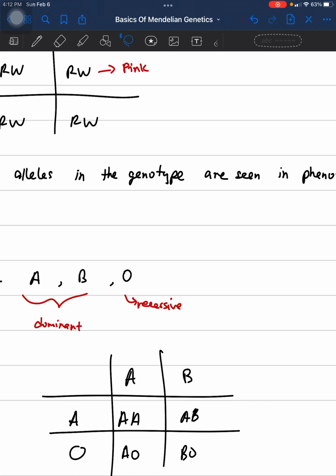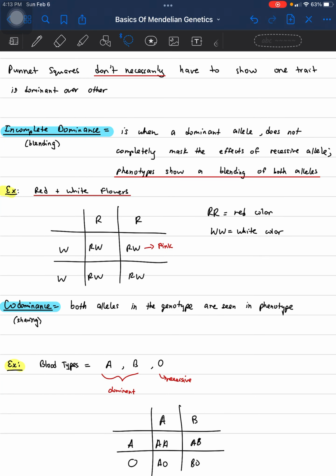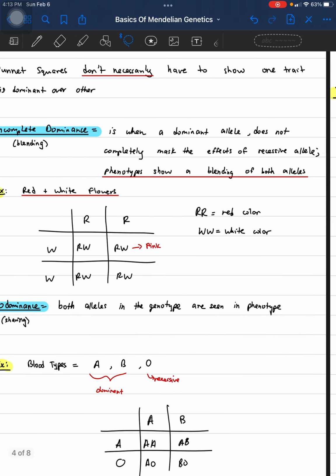But in this case right here, AO and BO, A is dominant over O, since O is the recessive blood type, so this is overall A blood type. And B is dominant over O, and since O is recessive, this is overall a B blood type. And over here we have AA, which are just the same allele, so this is just the A blood type. But this is an example of codominance, where both alleles are found in the genotype.